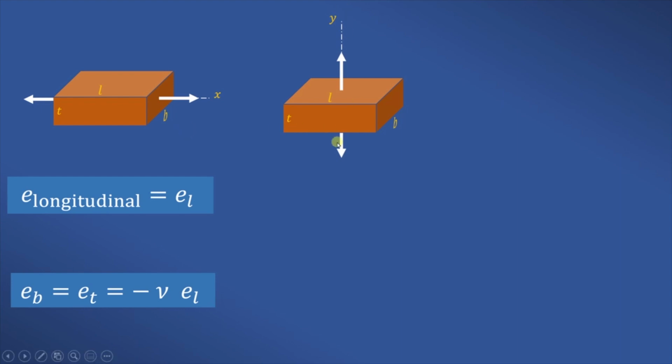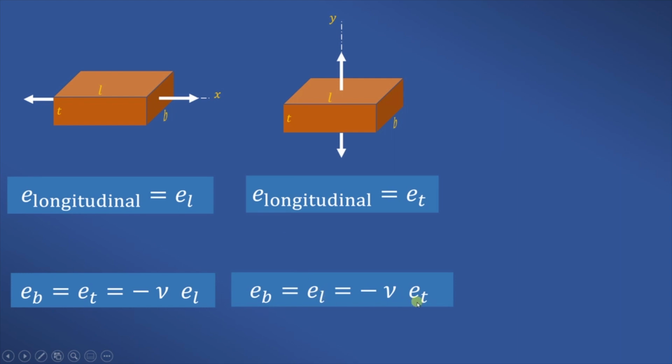Now it is the same bar, but we have considered the load that is acting along y-axis. Now because of this load along y-axis, there is longitudinal strain in thickness. So strain in thickness is longitudinal strain, and therefore strain in length and strain in width are lateral strains. So because of force along y-axis, there are strains in these three directions.